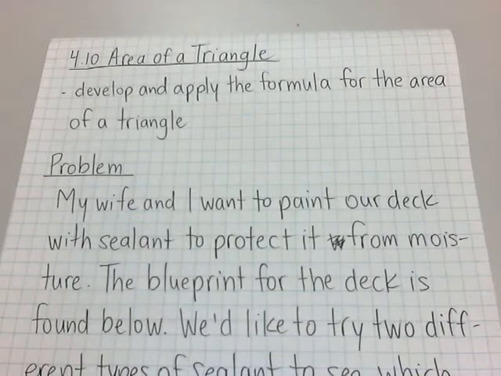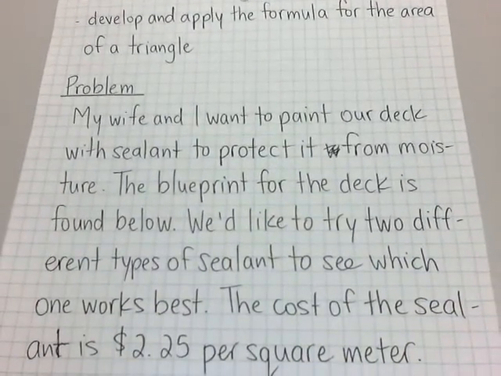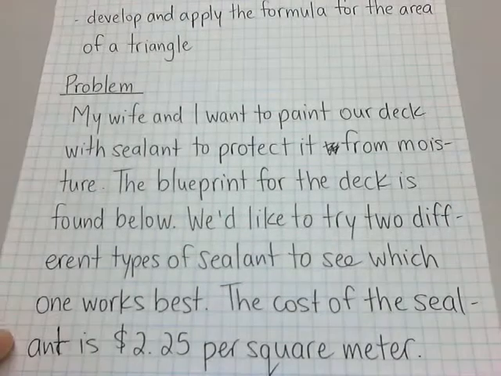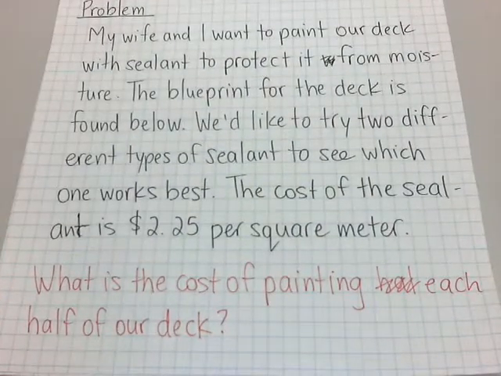So here's the problem I thought that we would work at first. It says that my wife and I want to paint our deck with sealant to protect it from moisture. The blueprint for our deck is found below. We'd like to try two different types of sealant to see which one works best, and the cost of the sealant is going to be $2.25 per square meter. So the question we're going to be looking at is, what is the cost of painting each half of our deck?